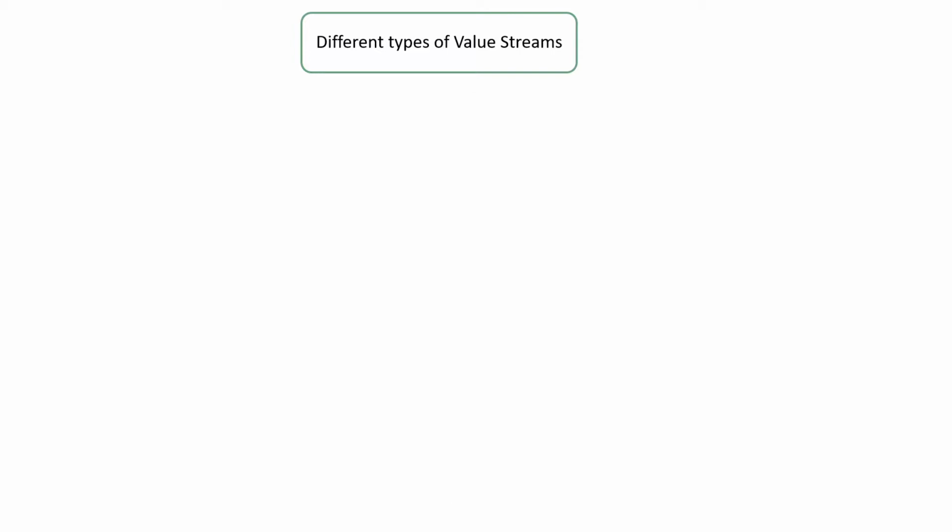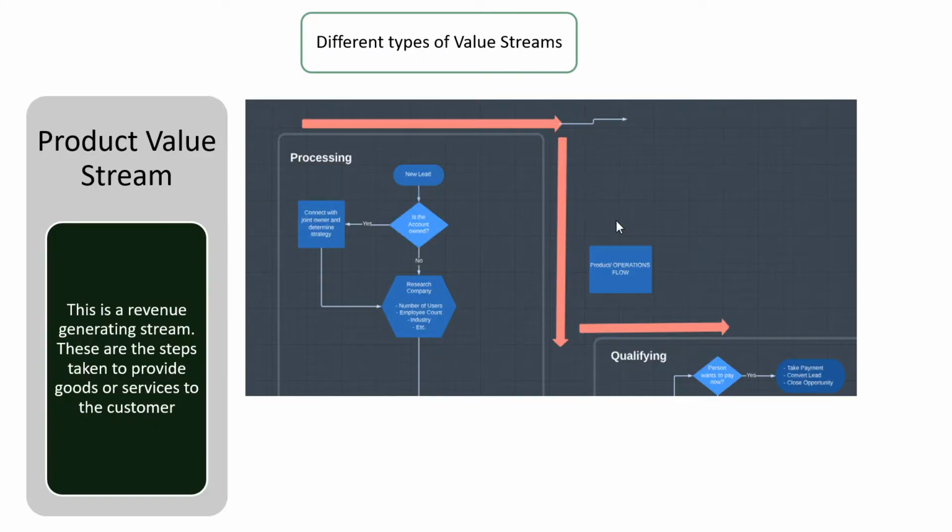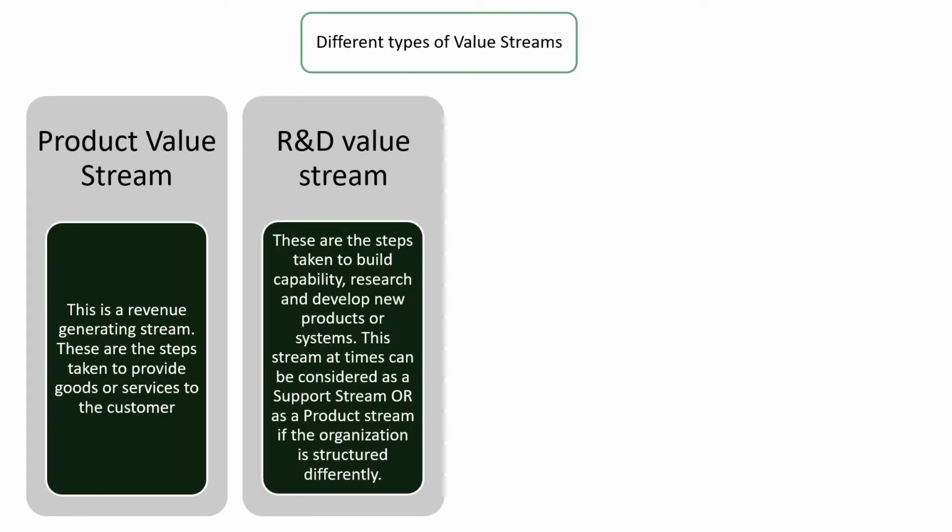Let's understand these with the help of a few examples. Product value stream. The picture shows a sales cycle. The steps, or the value stream which lead from prospecting the customer to customer checkout are indicated. This becomes the product value stream. Research and development value stream.